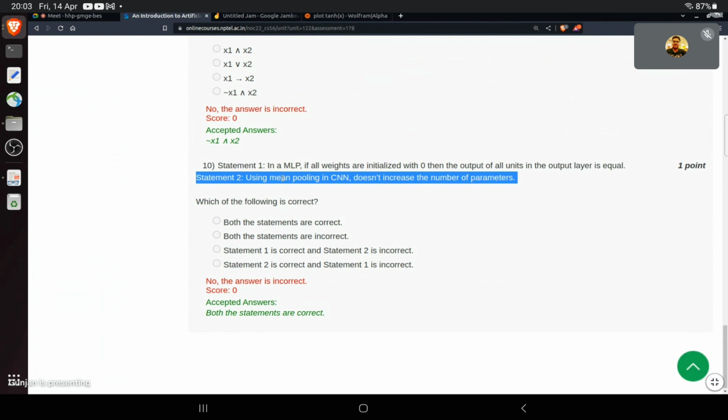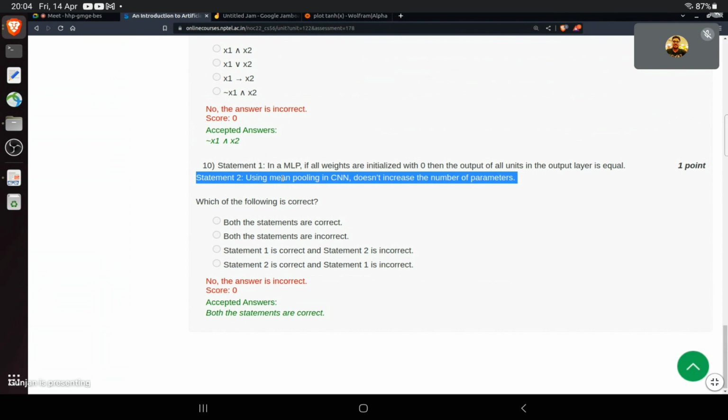If you were to add another filter or another convolution layer, then obviously the number of parameters would increase. If you drop one, then the parameters would decrease. But if you keep on adding pooling, the parameters won't change, right? And the statement was: in an MLP, if all weights are initialized to 0, then the output of all units in the output layer is equal. What would you say about it?